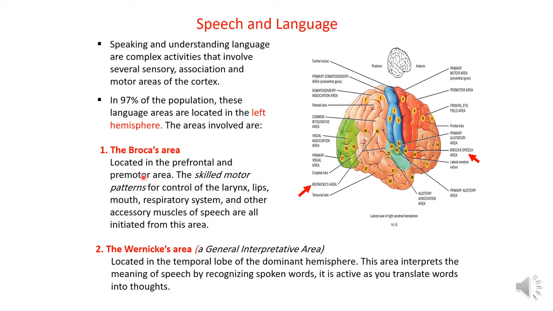Located in the prefrontal and motor areas, it is the skilled motor pattern of control of the larynx, lips, mouth, respiratory system, and other accessory muscles of speech, all initiated from this area. So this area controls the production of sound by controlling the muscles of speech. Wernicke's area is located in the temporal lobe of the dominant hemisphere. This area interprets the meaning of speech by recognizing spoken words, and is active as you translate words into thoughts.